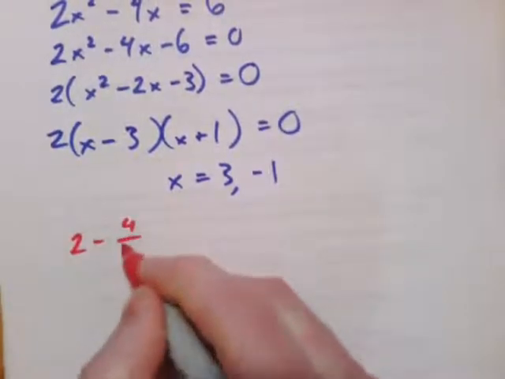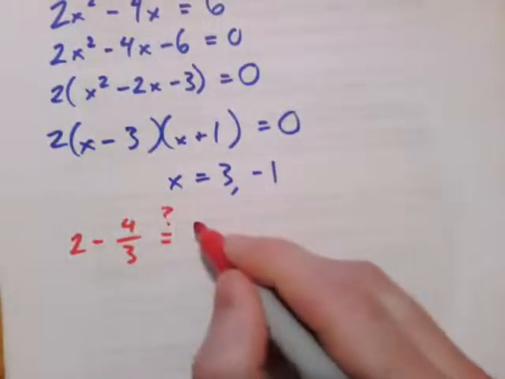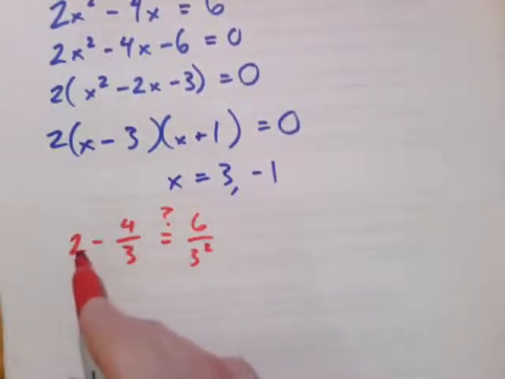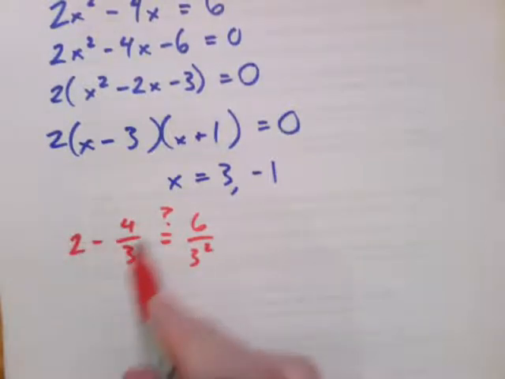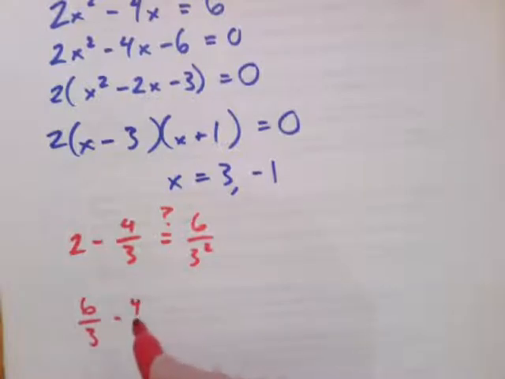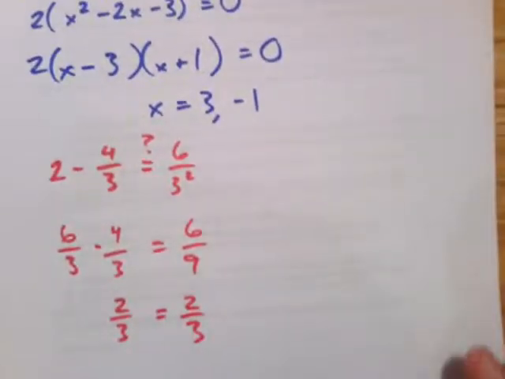2 minus 4 over 3 equals, does it? 6 over 3 squared. All right, so I'm going to have to add these up. I'm going to have to change the denominator to make sure we can combine these. So 3 over 3, so that becomes 6 over 3, still equals 2, right? Multiply the top and bottom by 3, minus 4 over 3 equals 6 over 9, so that's 2/3. 6 minus 4 is 2 over 3, 2/3 equals 2/3. So those answers work.